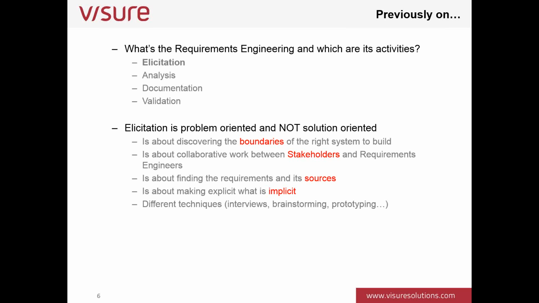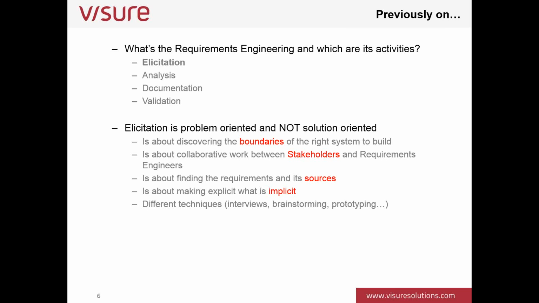So we discovered these 4 activities, and then we just started talking in the past webinar about the elicitation. We focused on that first activity, which is the process of discovering and reviewing the user needs and constraints for the system. Regarding that very process, the elicitation, we discovered that it's problem-oriented and not solution-oriented. Elicitation is about discovering the boundaries of the right system to build.